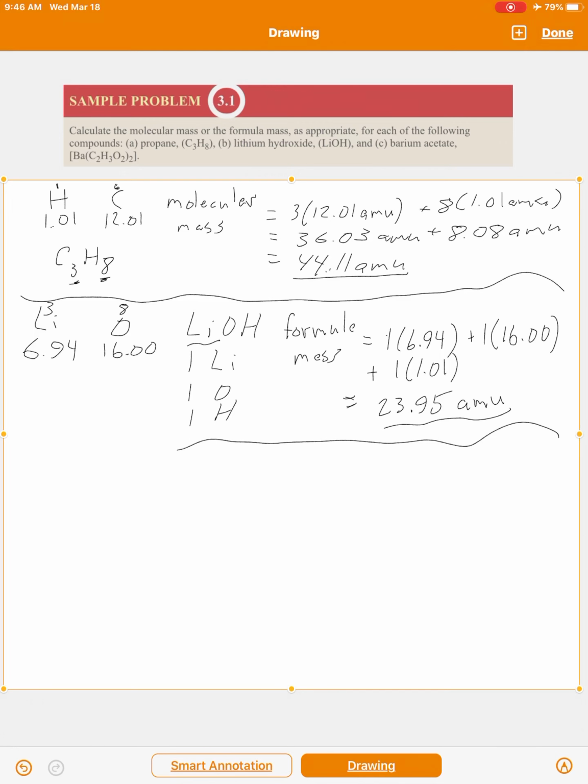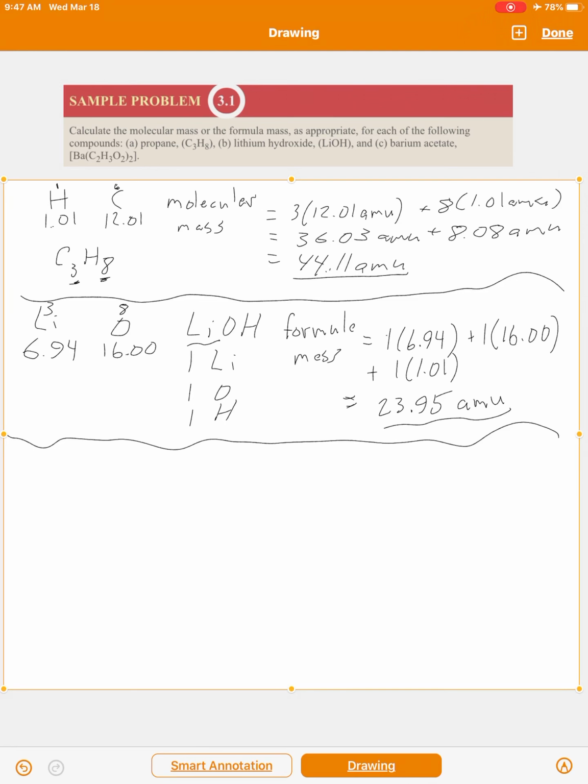Okay, so now we're going to do barium acetate. This one's a little more complicated formula. Again, barium is a metal, so since it's a metal, this is going to be a formula mass. But notice it has these parentheses. In fact, it has a lot of parentheses. The square brackets are there just to indicate that this is the formula of barium acetate. So ignore the square brackets in your calculation. They put that there just for editorial reasons.